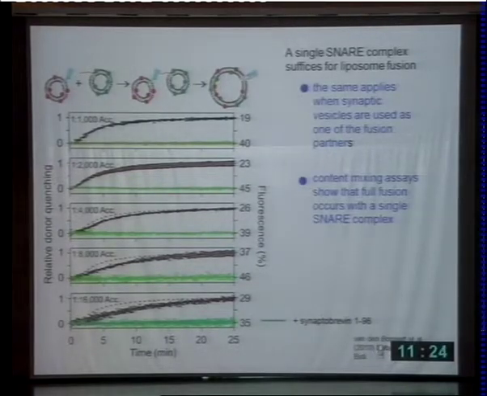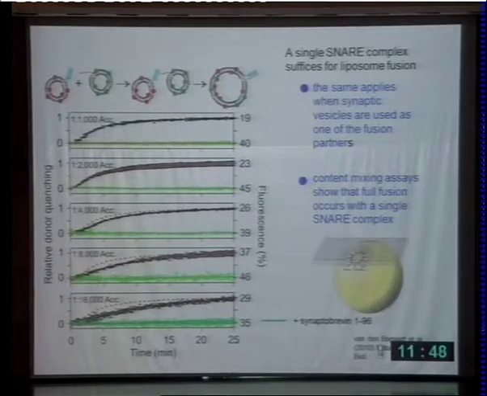Now, we did a lot of controls to convince ourselves that we're not looking at artifacts. We see the same data when we use purified synaptic vesicles from the brain instead of liposomes as fusion partners. So it works at least with one biological membrane on one side. And we also confirmed that content mixing assays show that full fusion occurs with a single SNARE complex as well. So we not only have lipid mixing, but also content mixing, for the experts.